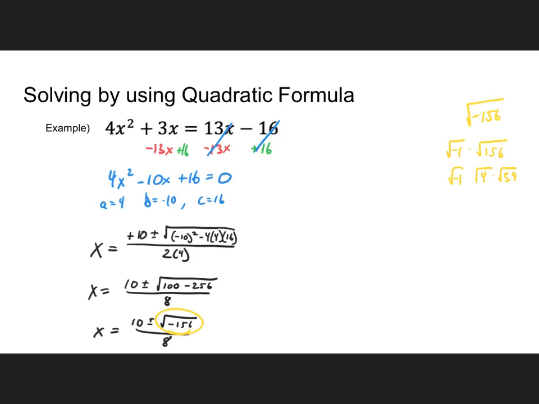So let's see, the square root of 4 is 2. I have this negative 1, so that's i, and then I have the square root of 39. So this simplifies down to 2i times the square root of 39. Okay, back to the problem.